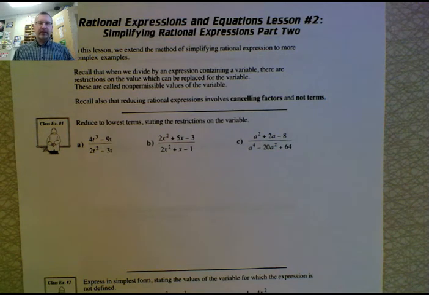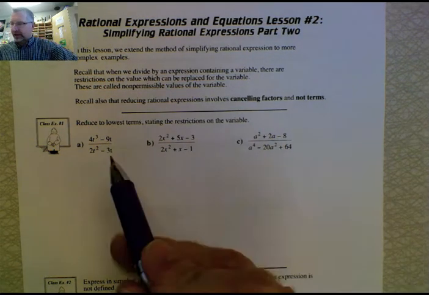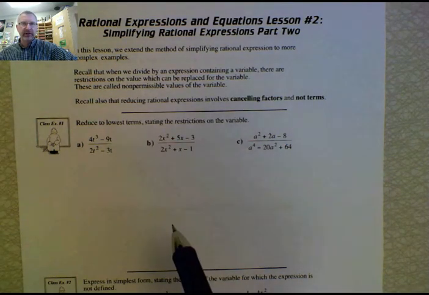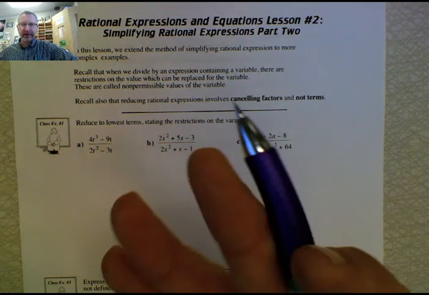In the first lesson, we learned how to find restrictions or non-permissible values, and we learned how to simplify some fairly simple rational expressions. So what we're going to do today is look at some more complicated rational expressions and how you simplify those. We're not really learning anything new.